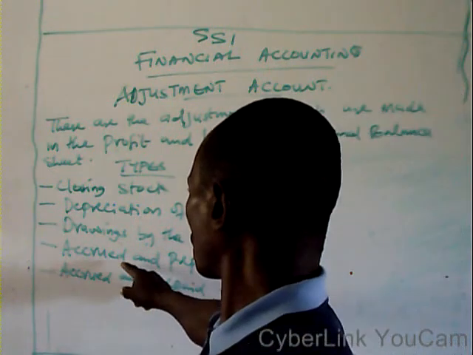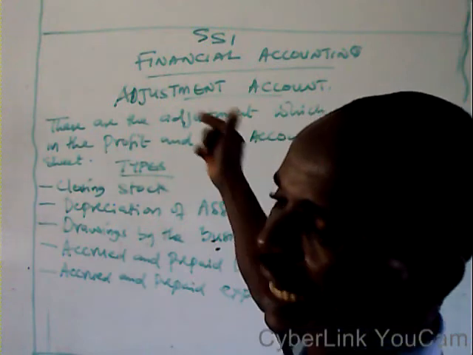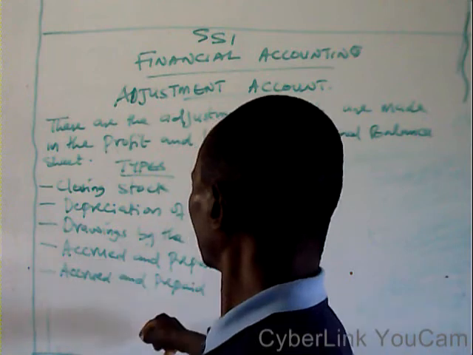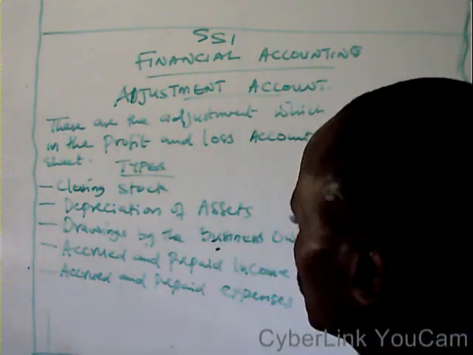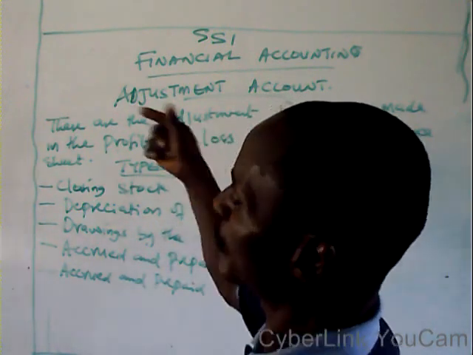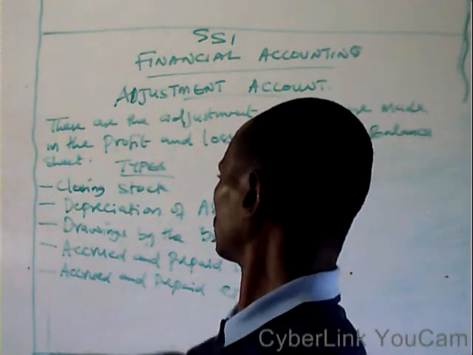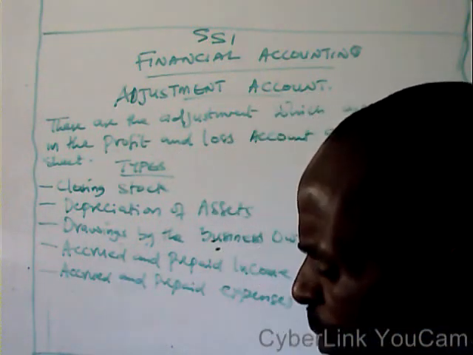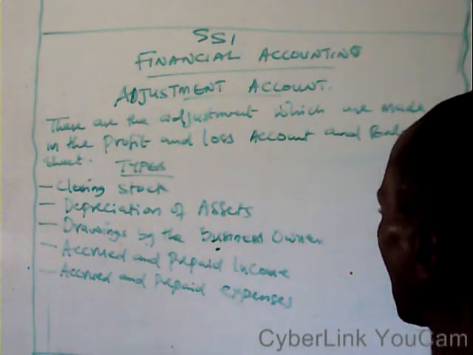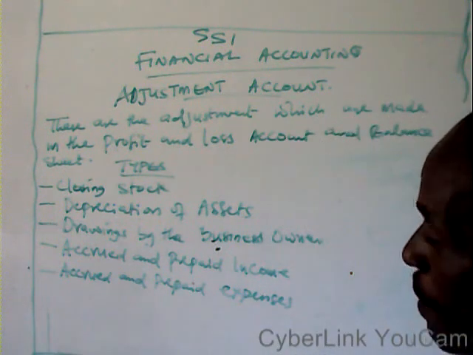But the case of accrued income is the opposite. Accrued income, you add to the income concerned and you transfer it to the current asset, while prepaid income is subtracted from the income and transferred to the current liability. And after a brief adjustment, we now have the fair value of the net profit for the year.